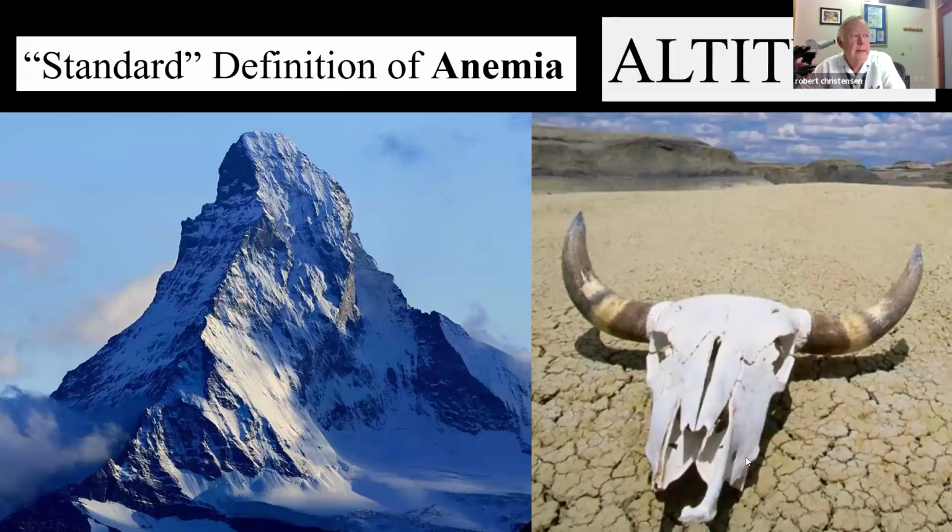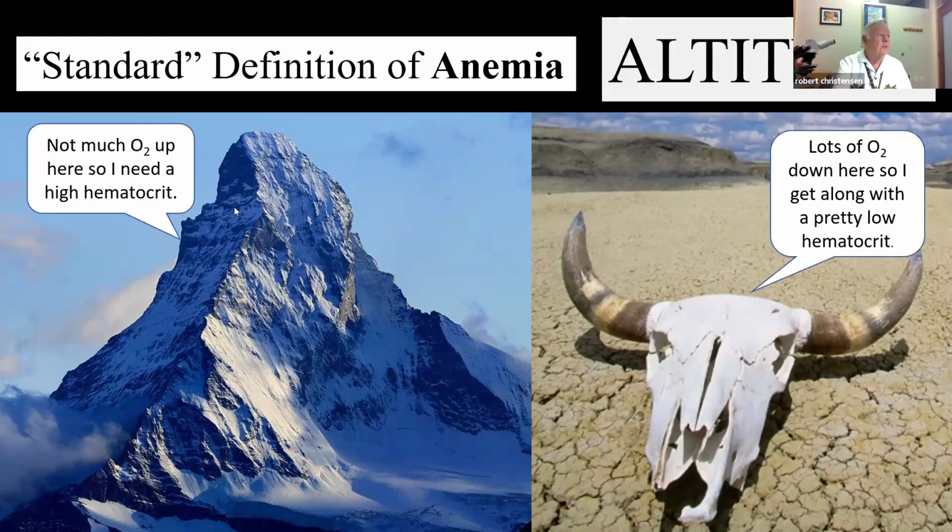Another thing Dr. Wintrob discovered was the standard definition of anemia was altitude dependent. He had come from Baltimore, near sea level, to Salt Lake City, nearly a mile above sea level. And at higher altitudes where there's not as much oxygen, people acclimate to needing a higher hematocrit to transport adequate oxygen to their tissues. Whereas in Death Valley, there's lots of oxygen and people get along with a considerably lower hematocrit. So in assessing what hematocrit defines anemia, the altitude at which the patient lives is relevant.